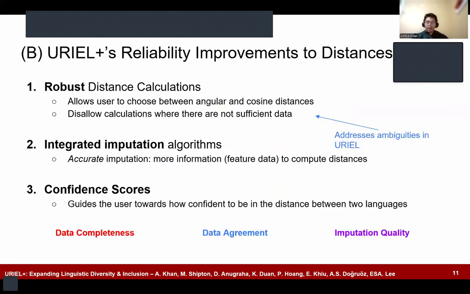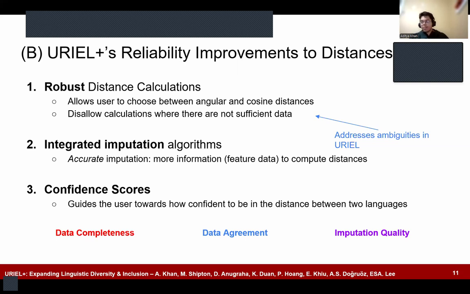Now, we also make improvements to distance computation. So for instance, we have more robust distance computation. So what does this mean? Remember that we had a problem with lack of documentation, for instance, in terms of what distance metric was used with the URIEL knowledge base. We now allow the user to choose between angular and cosine distances. And if you recall, there was also a problem where they would use default values if there wasn't sufficient data to compare languages. But now we just disallow calculations when there is not sufficient data. And this addresses some of the ambiguities within URIEL.